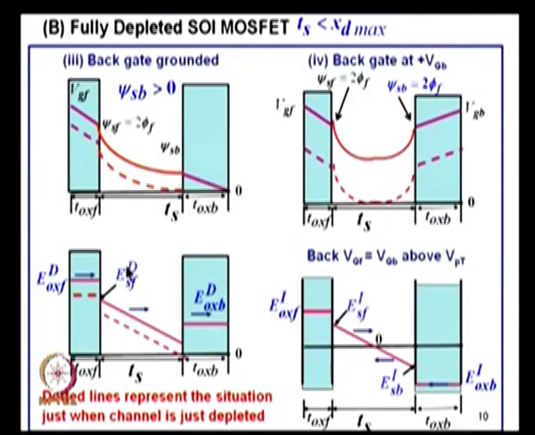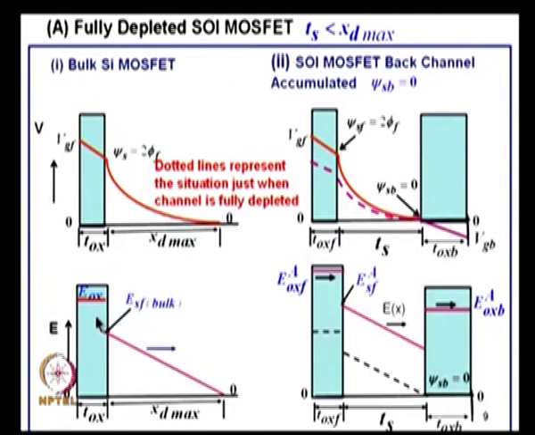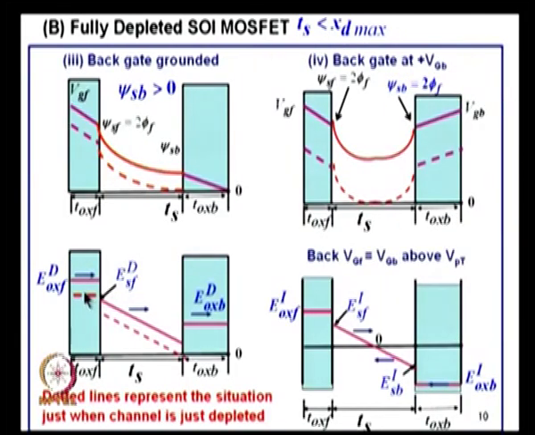So, I have plotted the dotted line where the depletion layer has just reached this point. No voltage from the back gate, we have grounded that. Okay. So, you can calculate what the applied voltage is. At this point, what is the electric field here? Q Na into T silicon is the charge, divided by epsilon silicon is the electric field here.